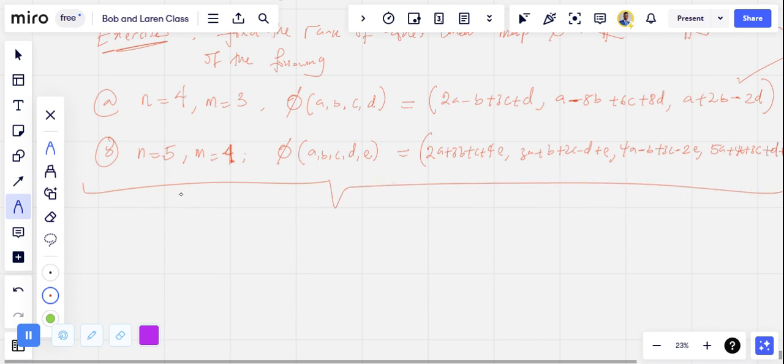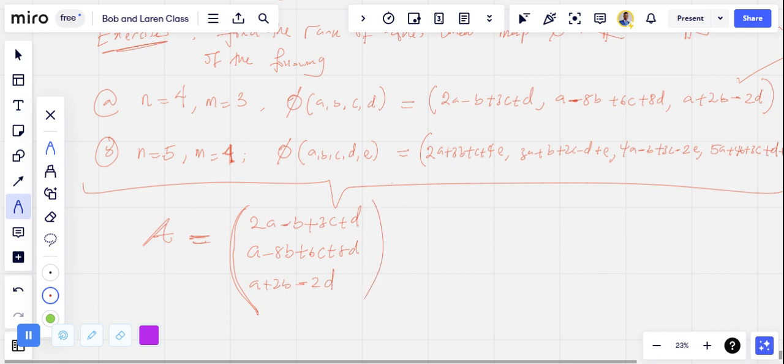So what's the first thing? I need to write out the definition. I have this, okay? This is given to us in row. So I need matrix A. After getting matrix A, I'll now go and look for the rank. So matrix A now, I have to express this row form to a column vector matrix. And that is, this is 2A, write it out first. 2A minus B plus 3C plus D. The second one, A minus 8B plus 6C plus 8D. The third one, A plus 2B minus 2D.